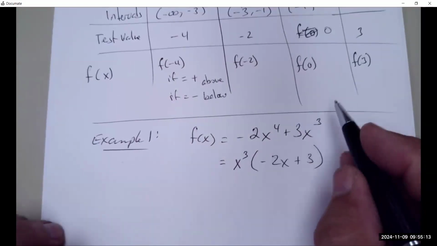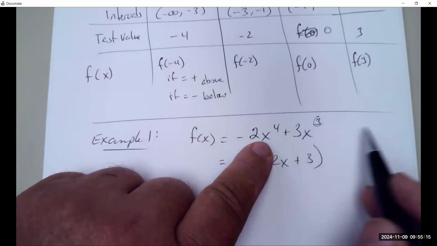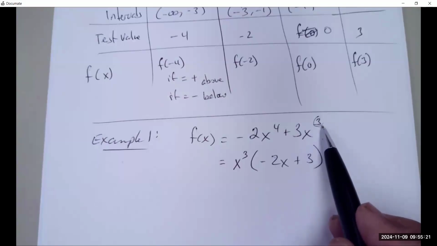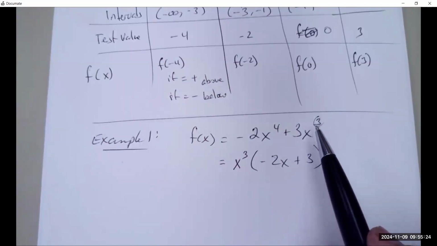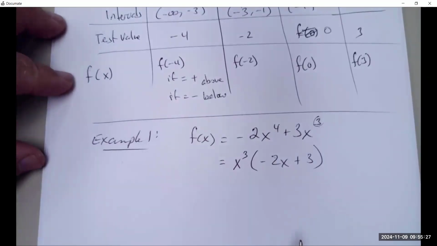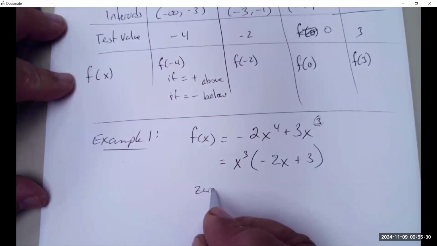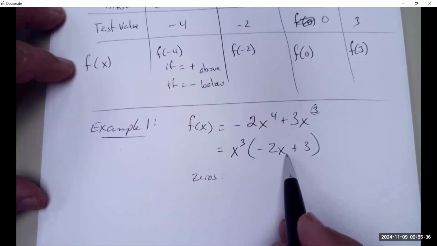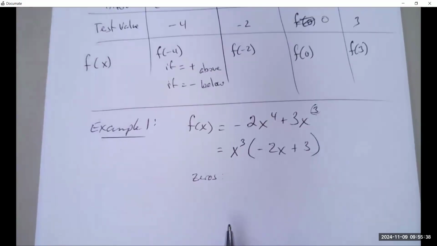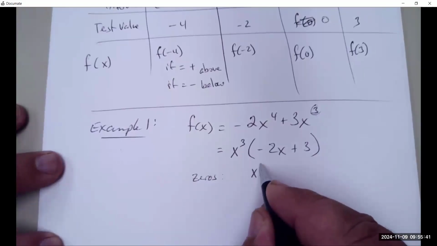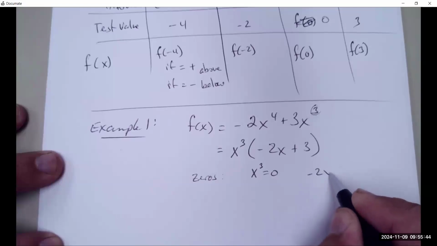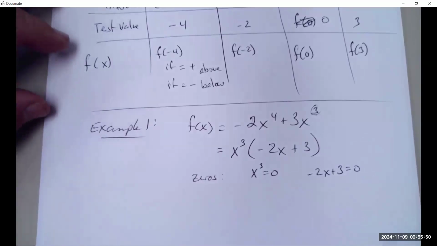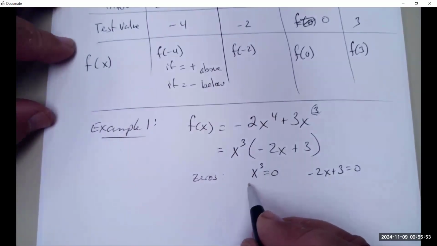So yeah, it's always, if you have two or more, and they all have x's, always look for the smallest exponent, because they all have to have that in common. So what are my zeros? At this point, take anything that has an x, set it equal to 0. So x cubed equals 0, negative 2x plus 3 equals 0. So those are my zeros.